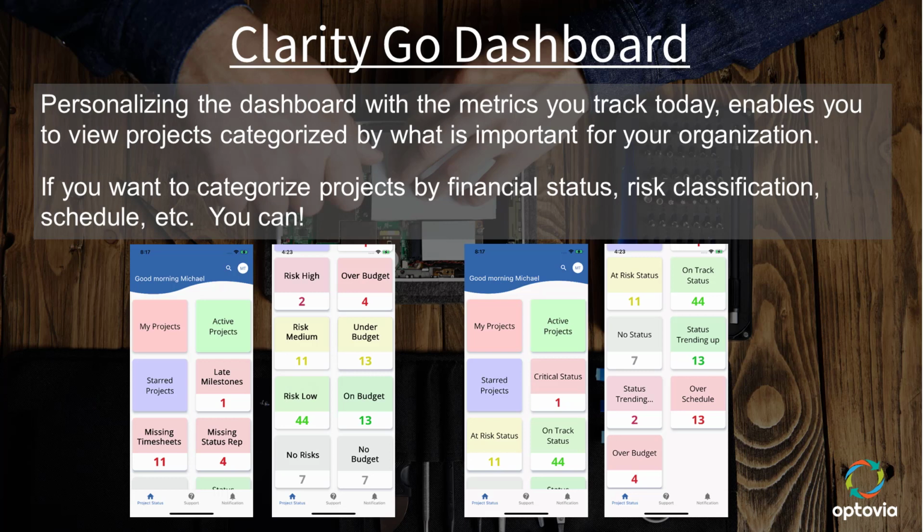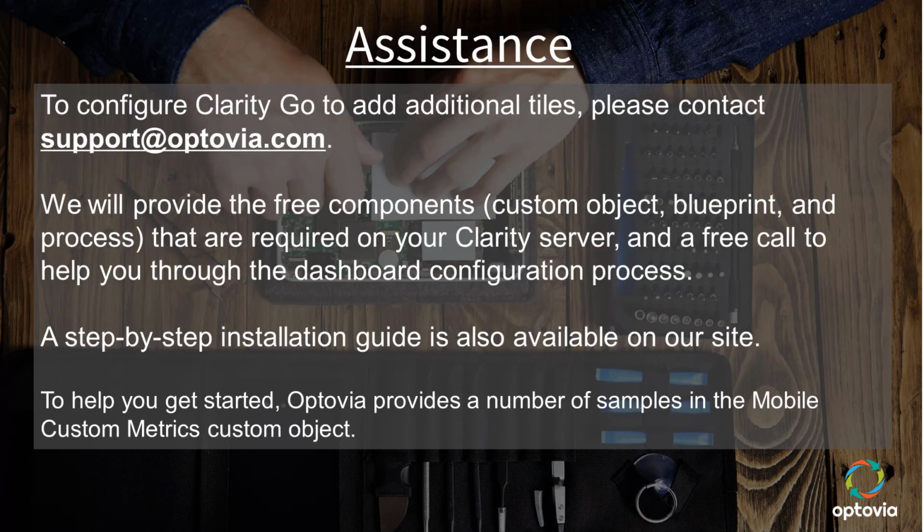It's simple. Clarity Go allows you to personalize the dashboard with the metrics you track today, enabling you to view projects categorized by what is important to your organization. If you want to categorize projects by financial status, risk classification, or schedule, you can. To add additional tiles to your dashboard in Clarity Go, please contact Optovia, as we'll provide the free components that are required on your Clarity server, and will include a free phone call to walk you through the process. We also include a number of samples to get you started.